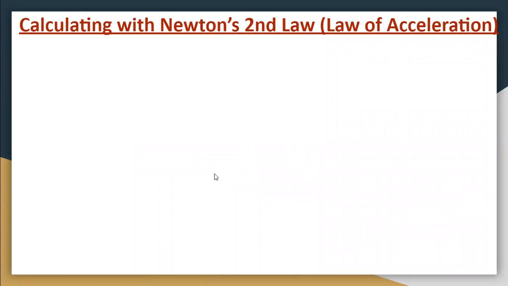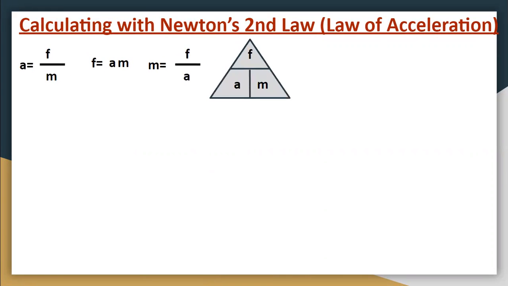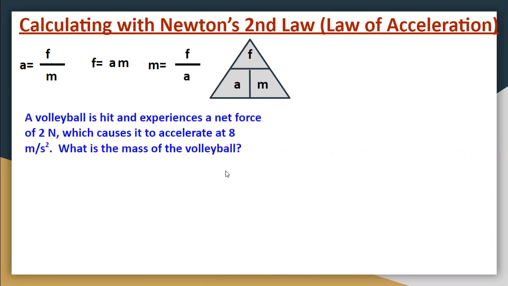So let's see how we can use Newton's second law to do some calculations. So there's our 3 formulas, and if you prefer the triangle to memorizing the formula, feel free to use that. So a volleyball is hit and experiences a net force of 2 newtons, which causes it to accelerate at 8 meters per second squared. What is the mass of the volleyball?